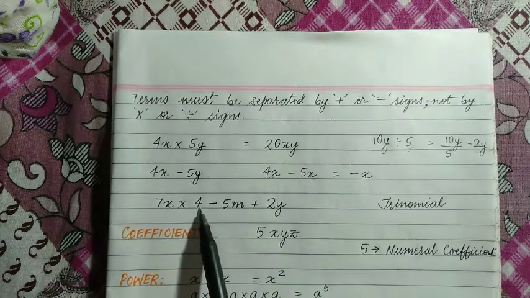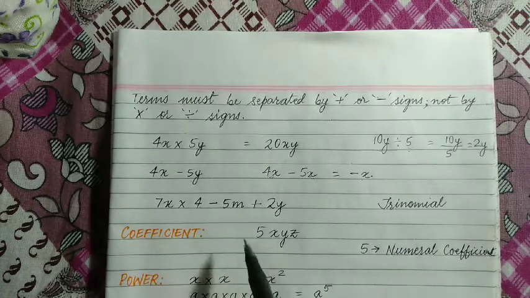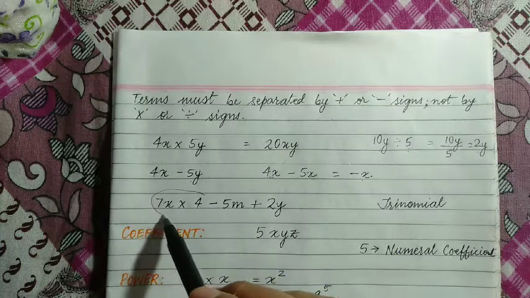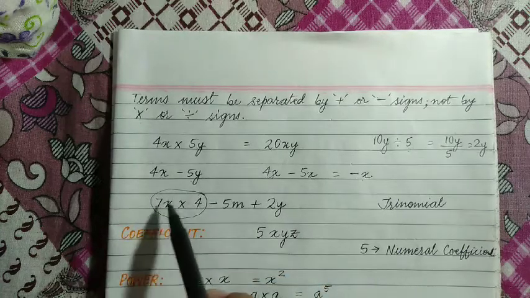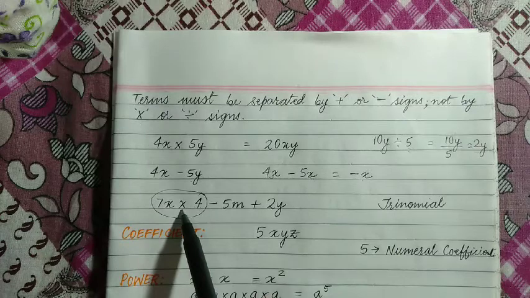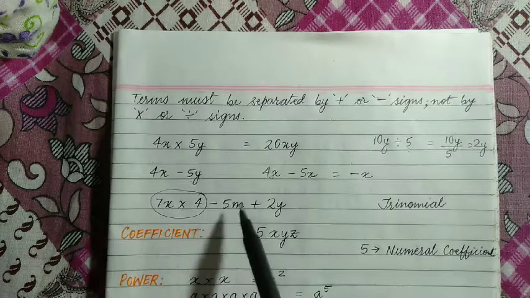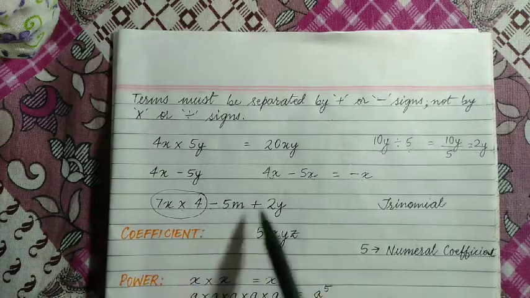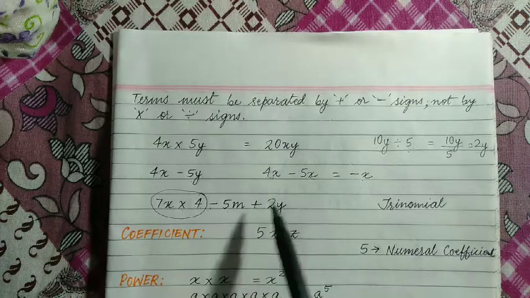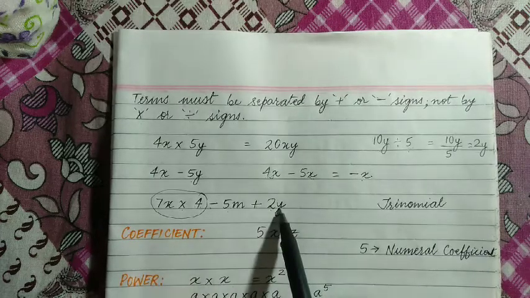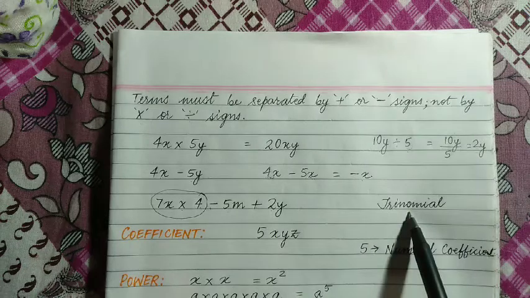In 7x into 4 minus 5m plus 2y, the first two factors form a single term because of the multiplication sign. Minus 5m is another term and plus 2y is another term, so there are a total of 3 terms. That's why it's a trinomial.